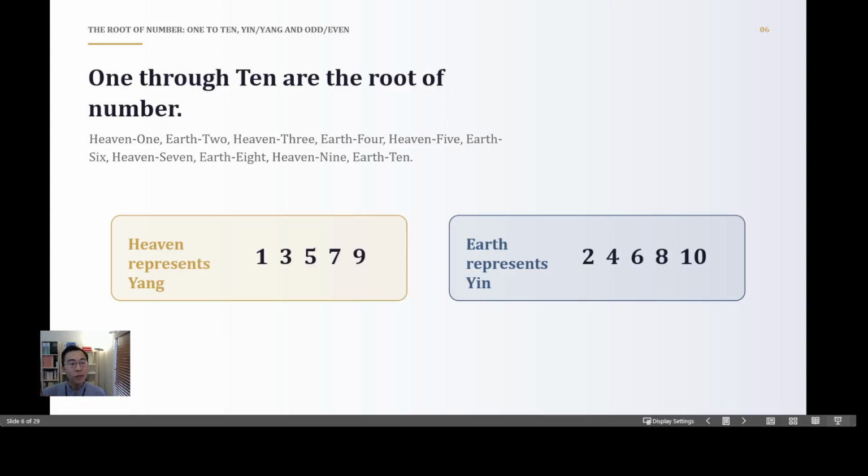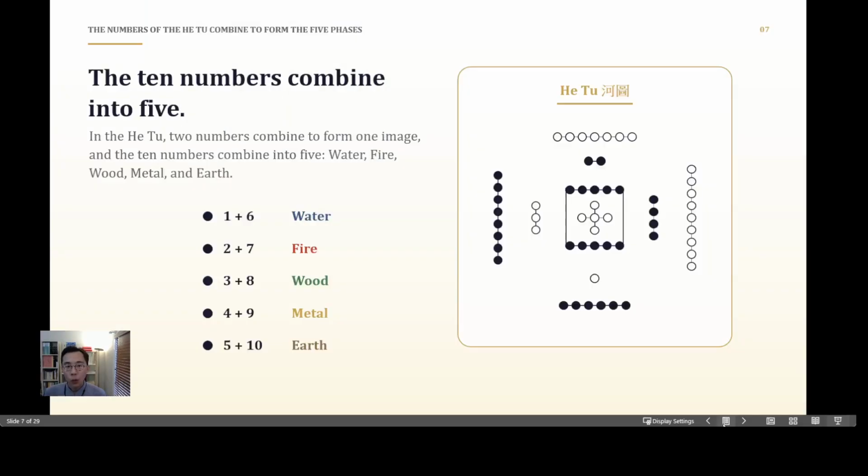Number 1, 3, 5, 7, 9. This is the heaven. This represents the Yang. 2, 4, 6, 8, 10. It represents Earth. That is Yin. We can combine these 10 numbers into 5. This 5, familiar with that? Is the 5 elements. 5 elements is water, fire, wood, metal, and earth.